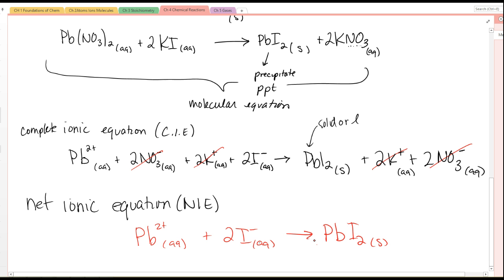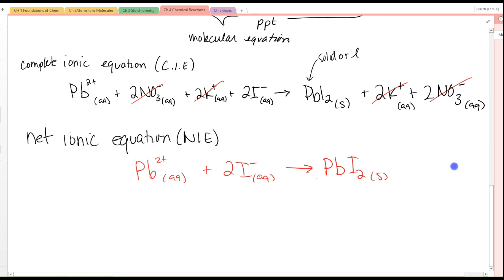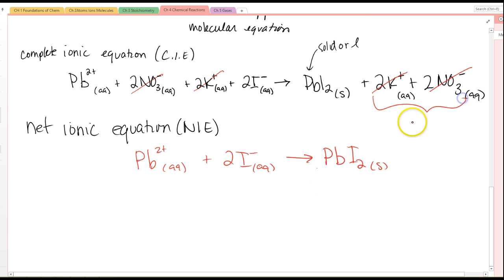Basically, it's showing you the things that actually changed, the reaction that happened. You had aqueous lead combined with aqueous iodide ion to make solid lead iodide. These things that I've crossed out up here that are the same on both sides are called the spectator ions, and they're called that because they're spectators. They're watching. They're not participating in the reaction. Much like when you go to an athletic event, you're the spectator. If you're in the audience, you're not participating. All right, so let's look at what we can do with this.